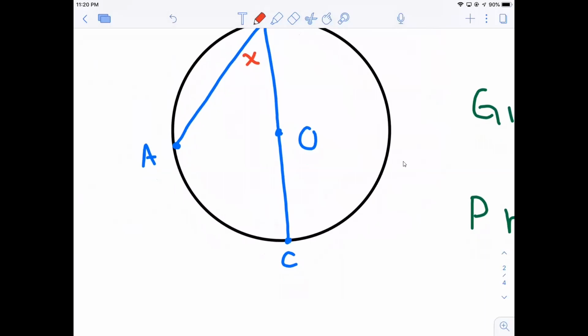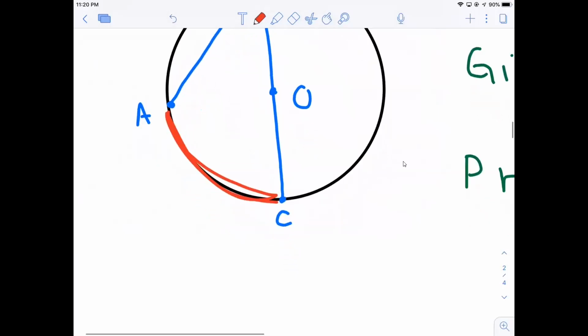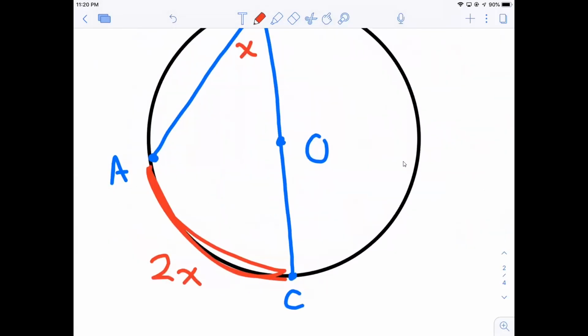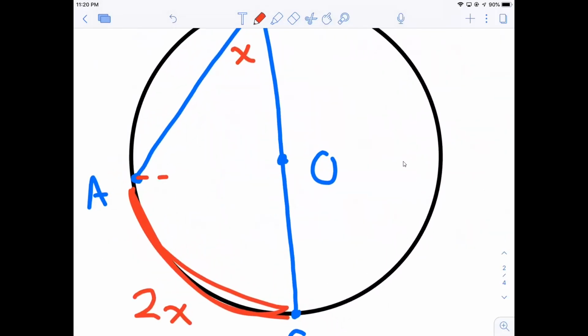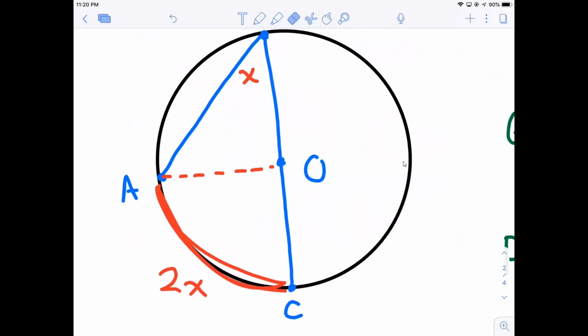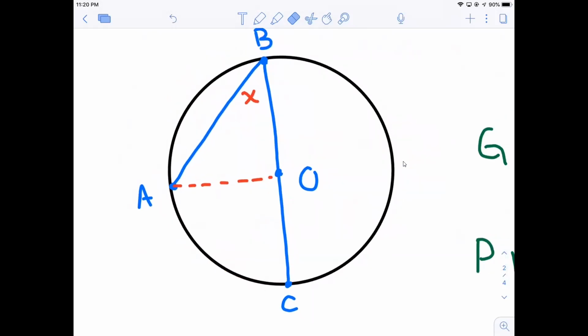So we want to prove then that this measurement is 2x, or show that it's 2x, because then this would be half of that arc. So how could we do that? So we're going to need a construction, and we're going to construct what we always construct in a circle. It's going to be this radius we're going to construct. So think about what kind of triangle we have once we draw in that radius.